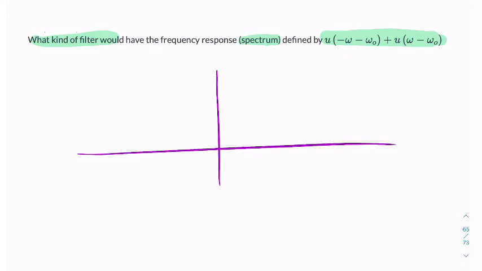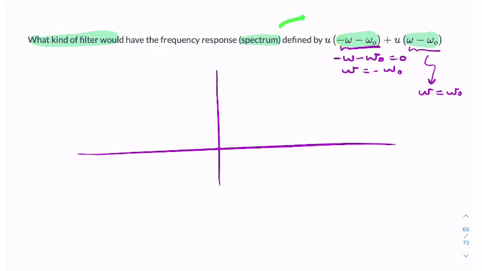Whenever you have a unit step function, you're interested in when the step actually happens. So looking at that, we can say omega equals minus omega naught. And for the second one, we can do the same and say omega equals omega naught. So we have a reflected unit step function. I say it's reflected because of that minus sign that happens at omega equals minus omega naught.